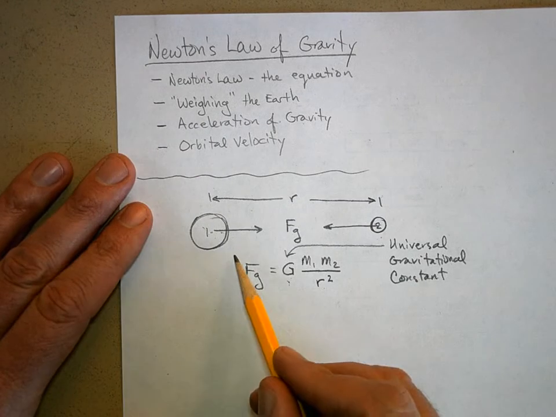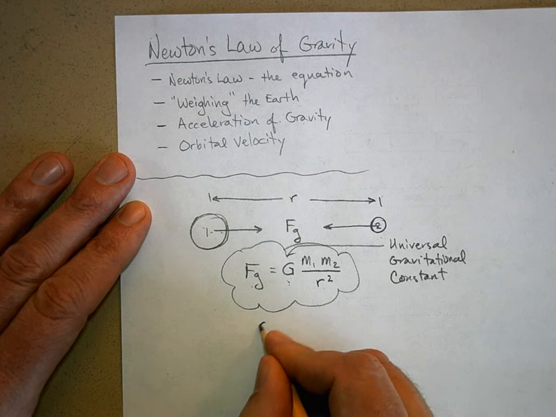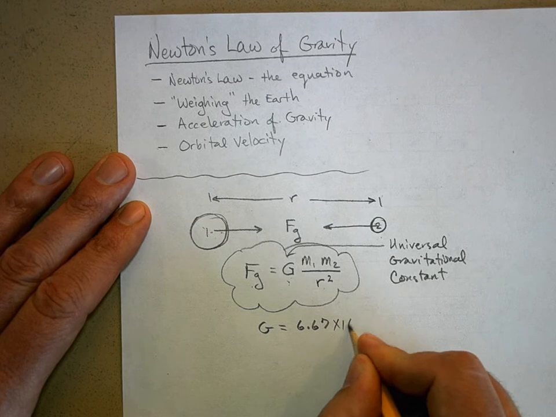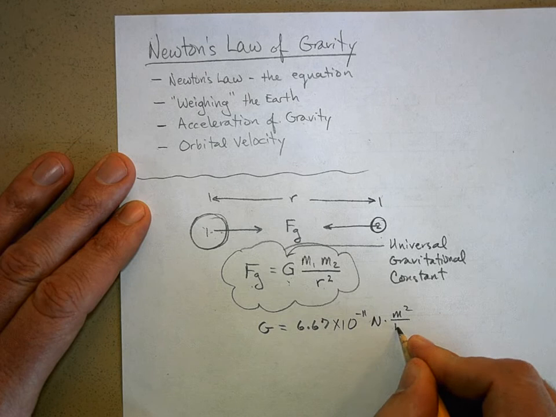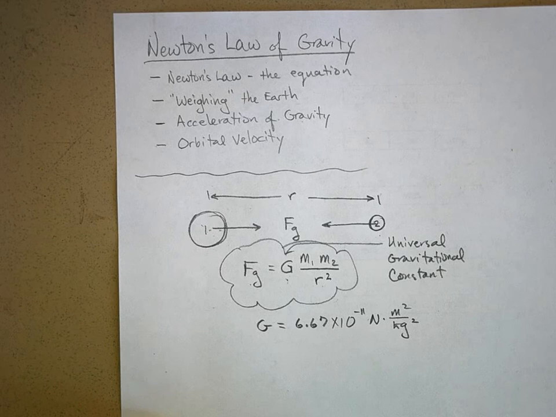Now, this is Newton's law of gravity right here. And I'll just tell you what big G is determined to be. G is equal to 6.67 times 10 to the negative 11 Newton meters squared per kilogram squared. Now, this looks like a big number to write down. It is. It's a lot of stuff to write down. It's a tiny number. 6.67 times 10 to the negative 11. Negative 11. That's tiny. Newton meter squared per kilogram squared.